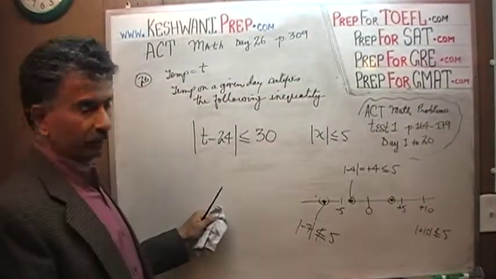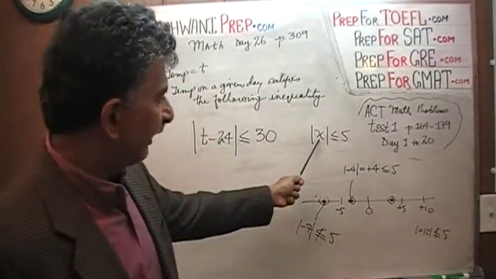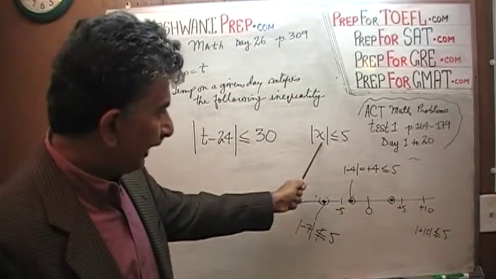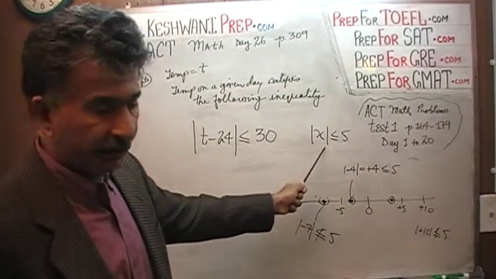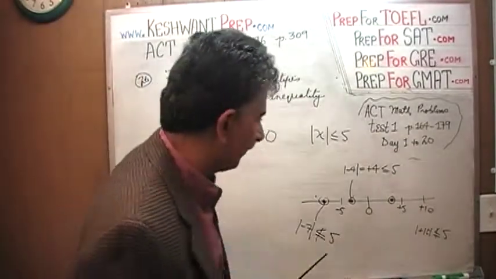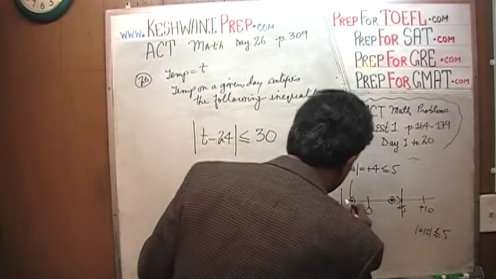So what do we conclude? We conclude that when we are told that the absolute value of x is less than or equal to 5, what that tells us is that this x, whatever it is, has to fall somewhere between negative 5 and a positive 5. It has to fall in this region.